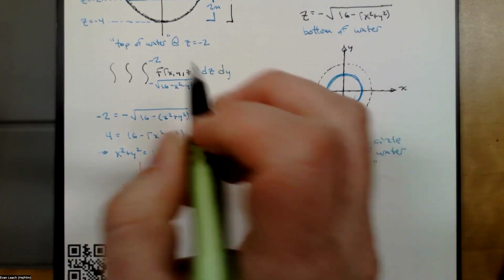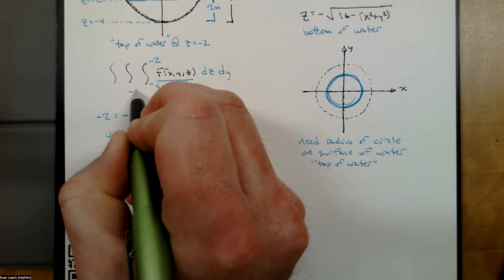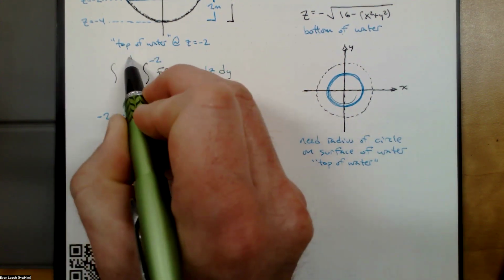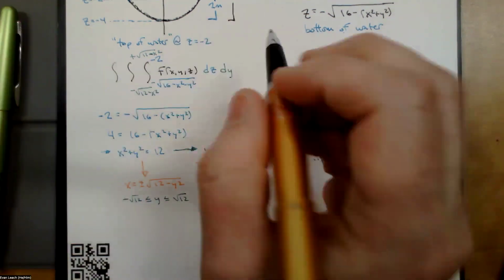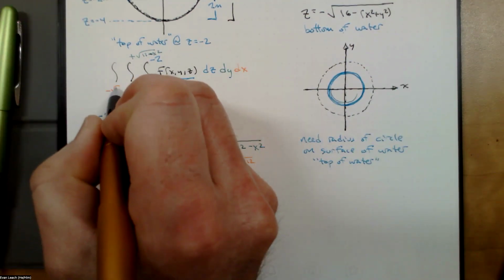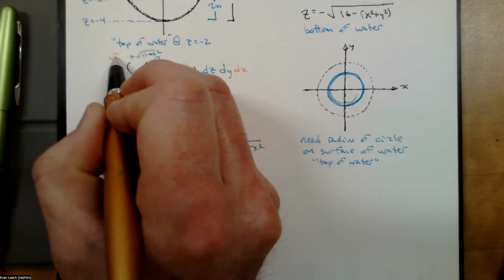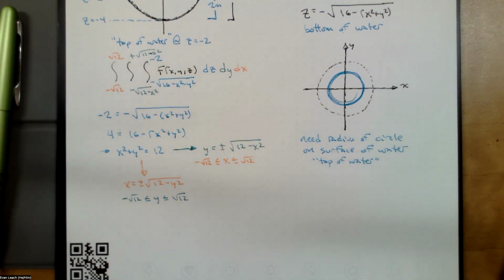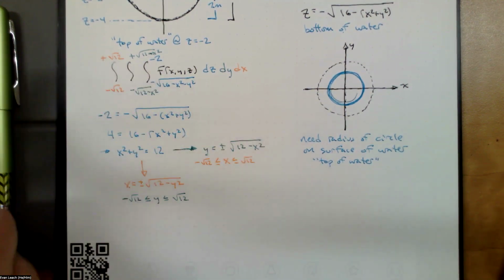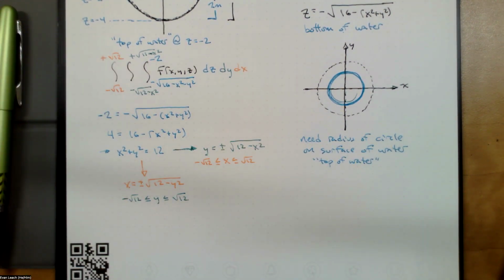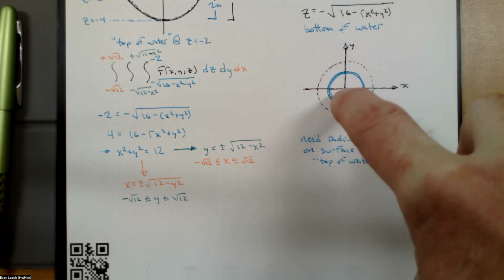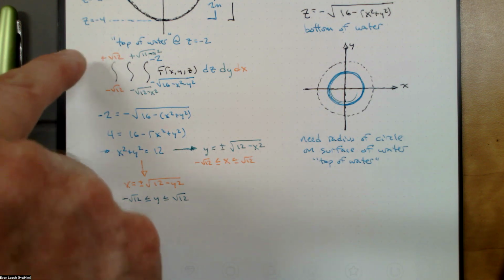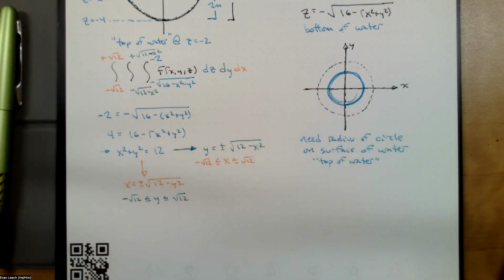I would probably pick dy and say this goes from negative square root of 12 minus x squared to positive square root of 12 minus x squared. And then dx from negative root 12 to root 12. I would probably even put a plus on this one just to make sure. Now notice that this represents the bottom and the top of the circle from the top view. So this part of the circle and this part of the circle. And then the negative root 12 to root 12 is from left to right from this top view.